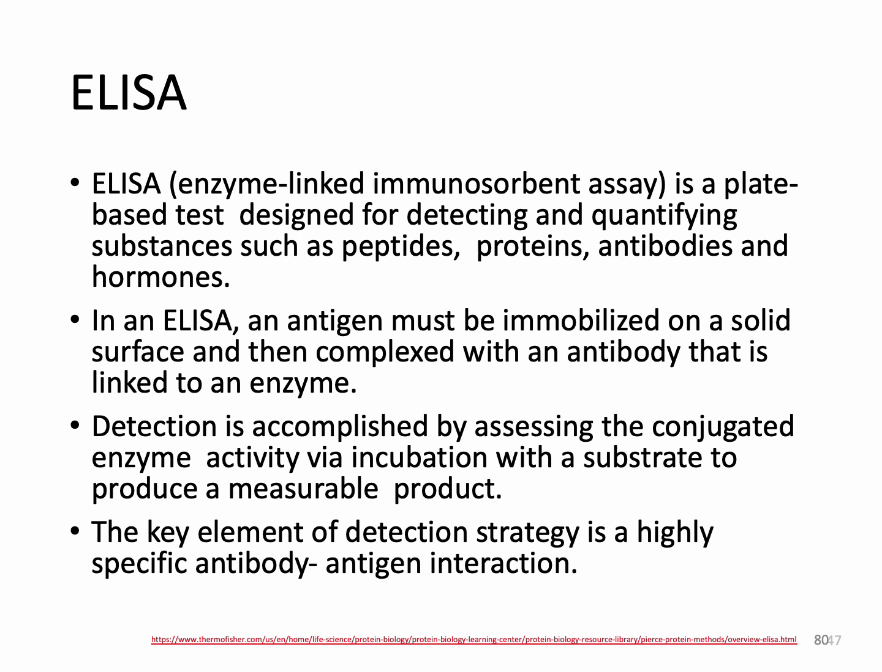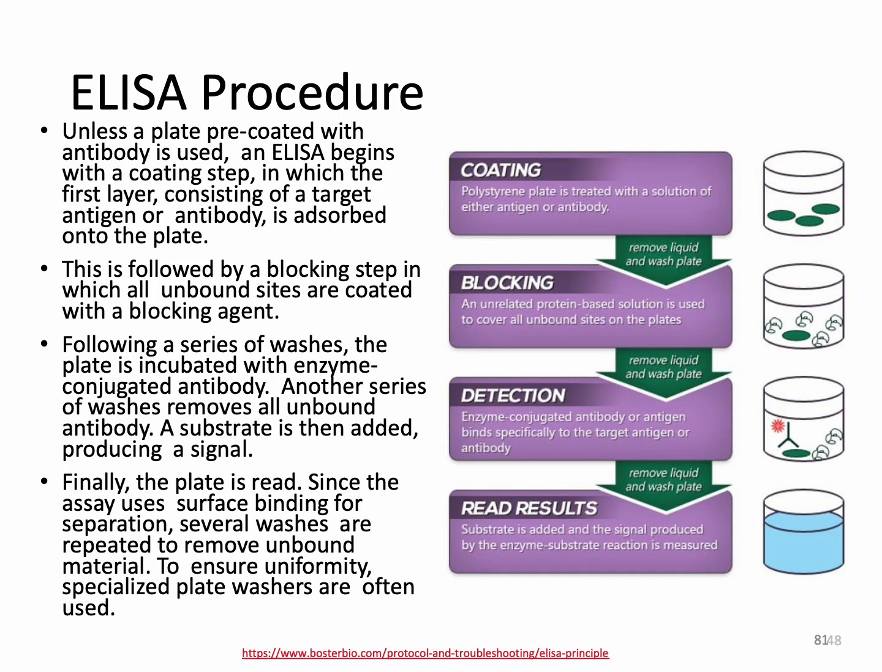So the key element of the detection strategy is a highly specific antibody-antigen interaction. And again, we can make antibodies against any protein. And of course, we're going to use those antibodies in ELISA. Now the procedure for ELISA, here on the right side you can see, it's first of all coating.